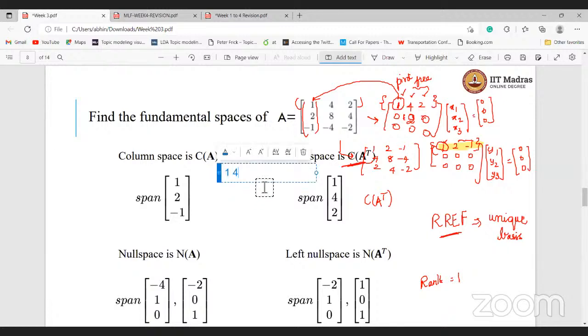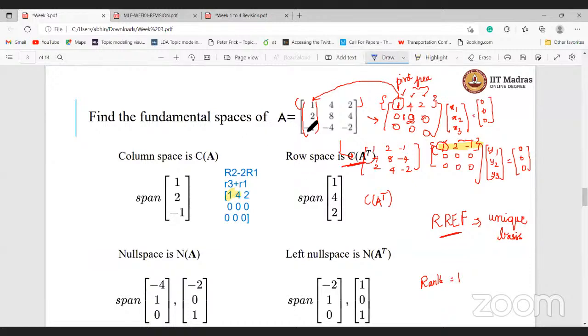What will be there? 1, 4, you do R2 minus 2R1, and R3 plus R1. So what you will get? You will get 1, 4, 2, and 0, 0, 0, and 0, 0, 0. So there is only one pivot. Now for this particular pivot, you go to the original matrix, and the column corresponding to that pivot in the original matrix is your span of column space. Got it?